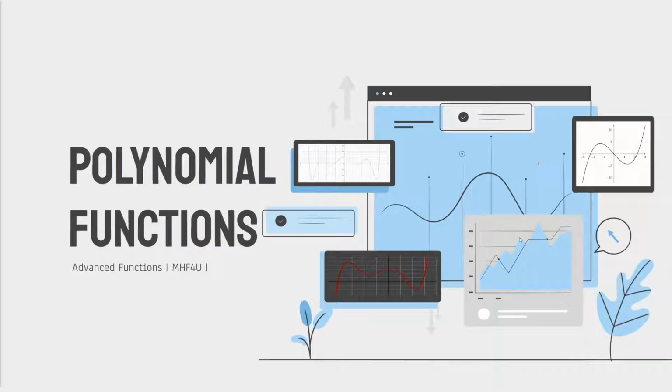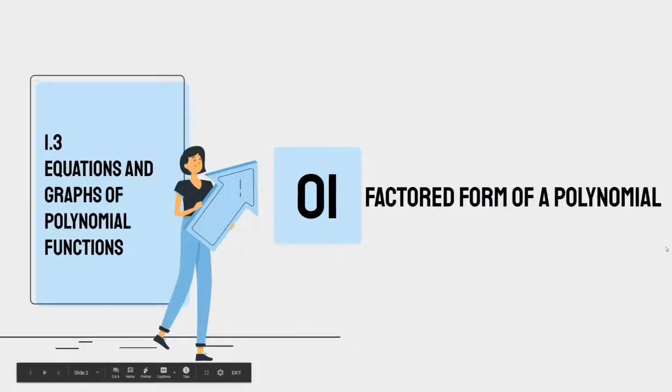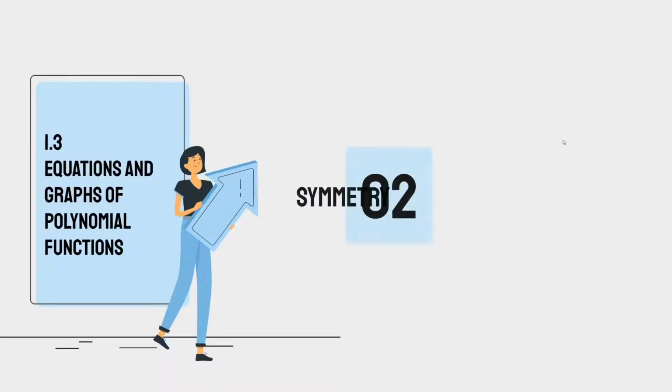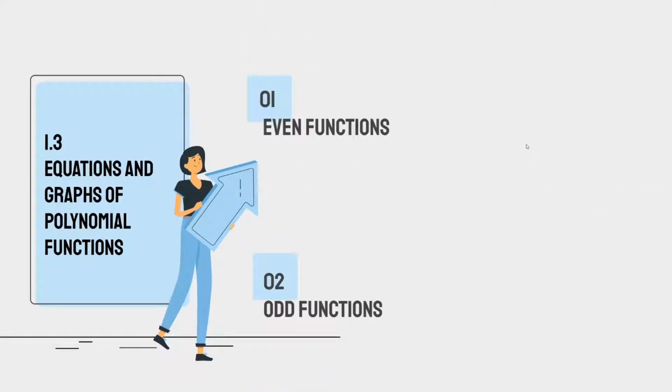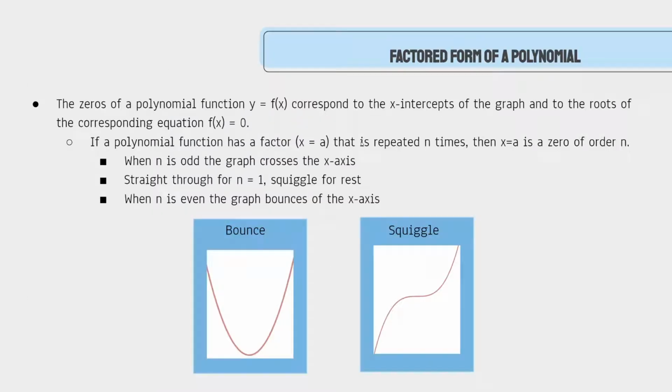Today we will be looking over chapter 1.3, equations and graphs of polynomial functions. First we'll cover the factor form of a polynomial as well as symmetry. In the symmetry subtopic we'll have even functions and odd functions. So let's begin. The factor form of a polynomial.